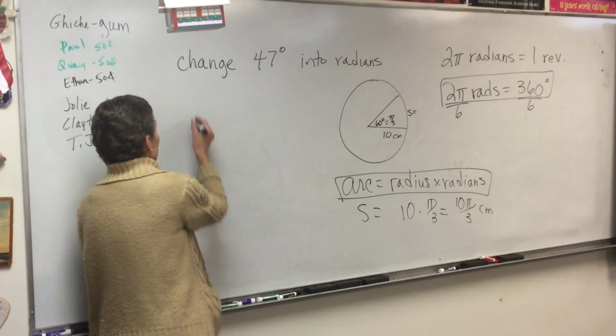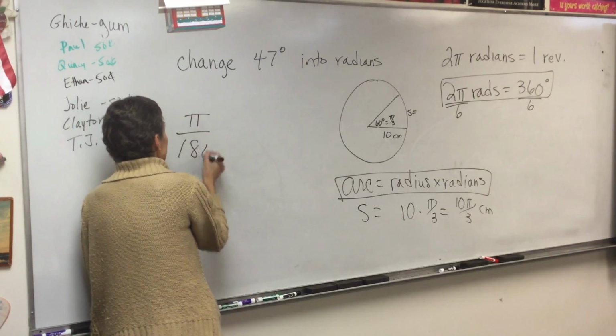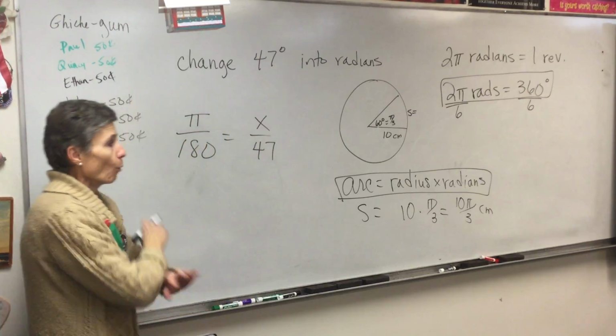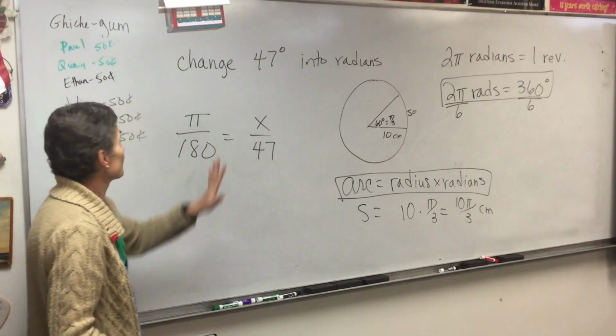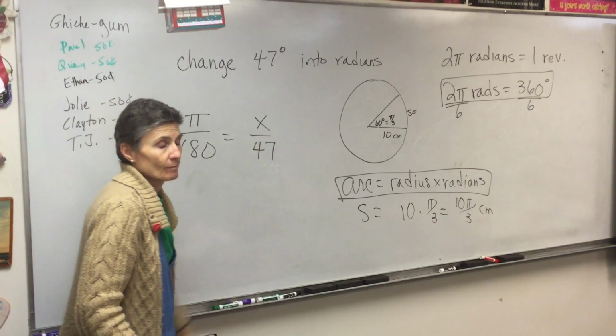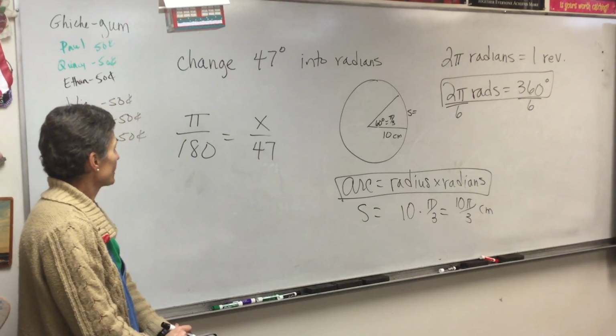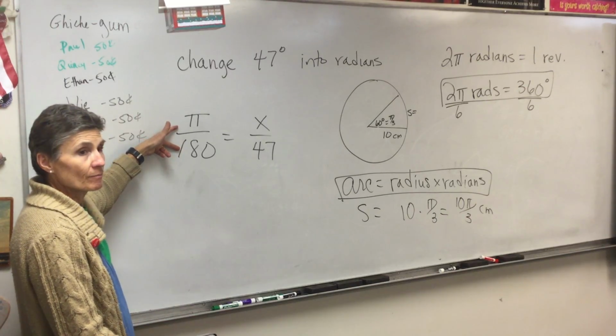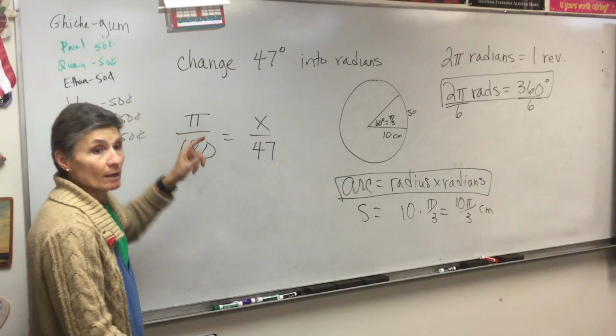Well, we're going to set up a proportion. And here's the proportion we're going to set up. Now let's talk about where all those numbers came from. Obviously the 47 is the problem. Does anybody have any thoughts on this? It's half of it. Half. It's half of a revolution.